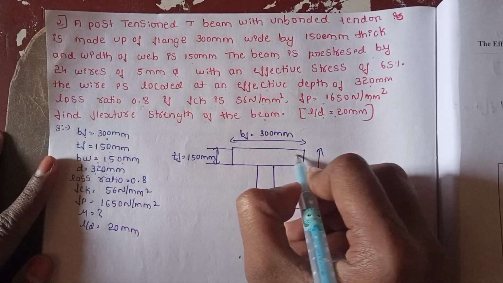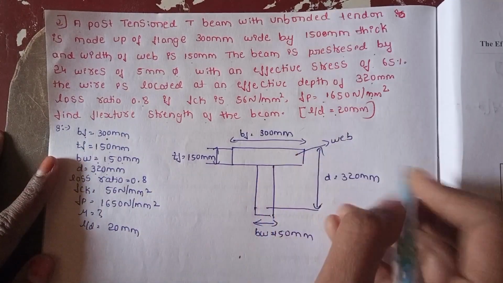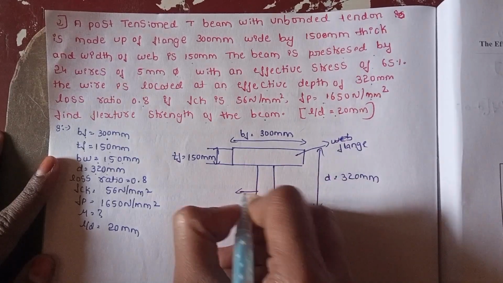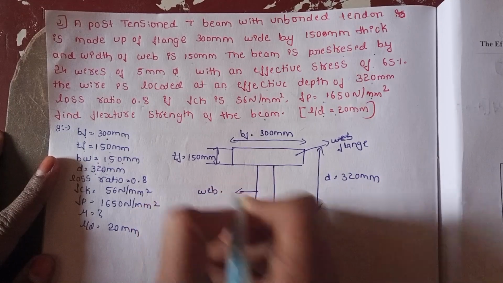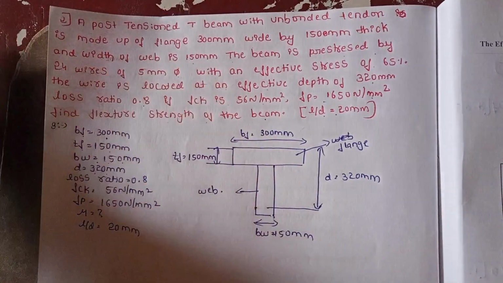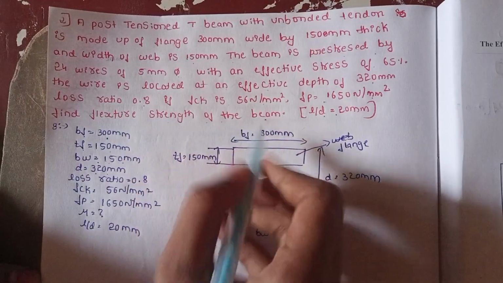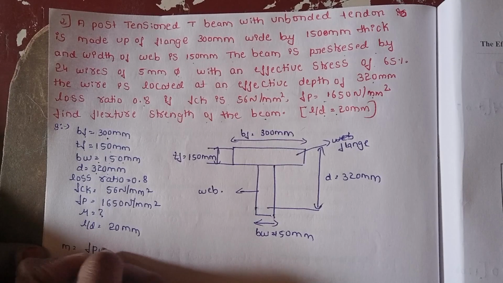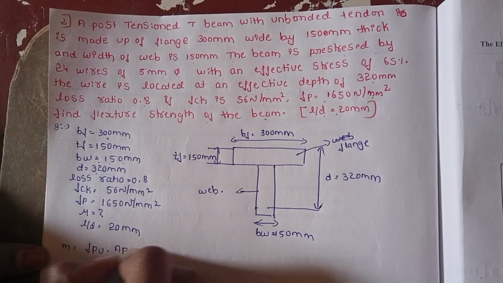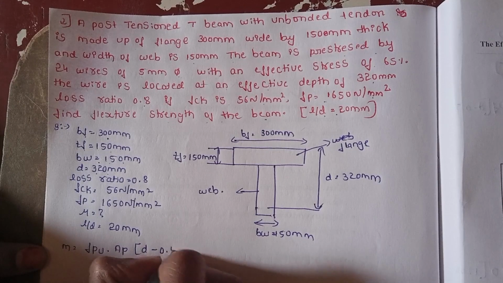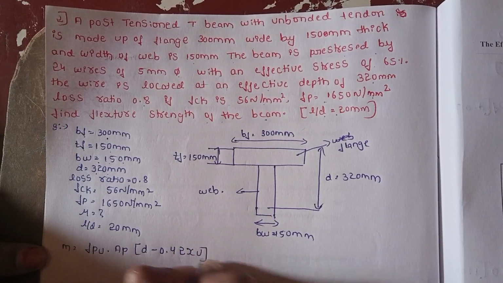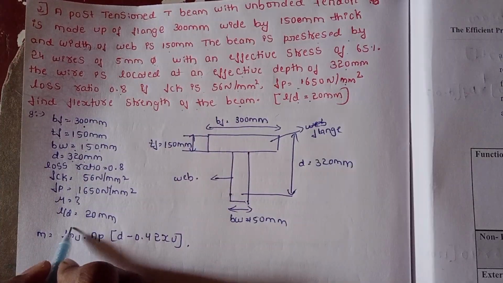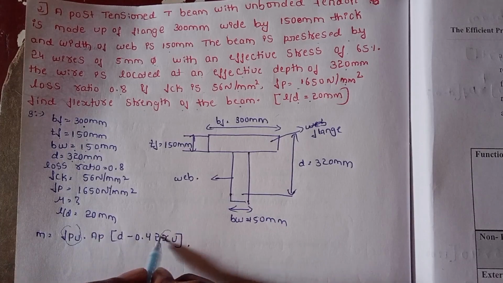Okay, this is the web portion. This is the flange portion and this is the web portion. Okay, this is the figure. Now find the flexure strength of the beam. The formula is M equal to FPU into AP into (D minus 0.42 XU). Okay, this is the formula. Here there are two unknowns. First one is FPU value and second one is XU value.